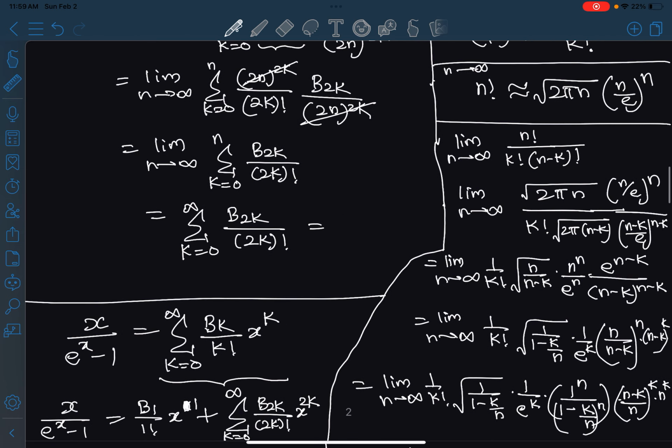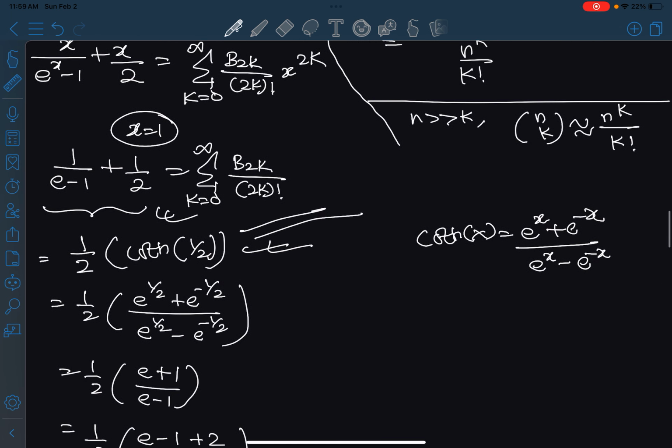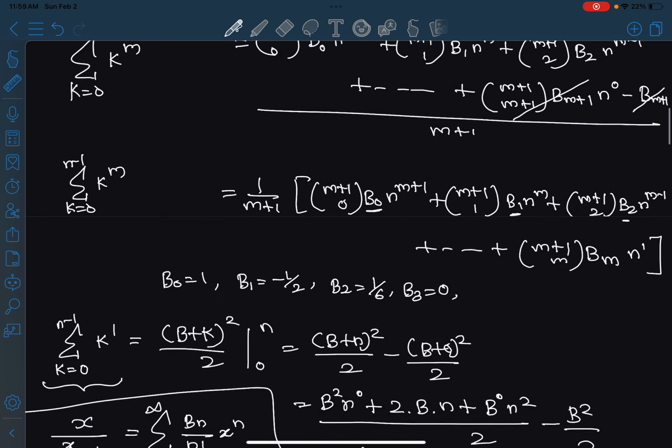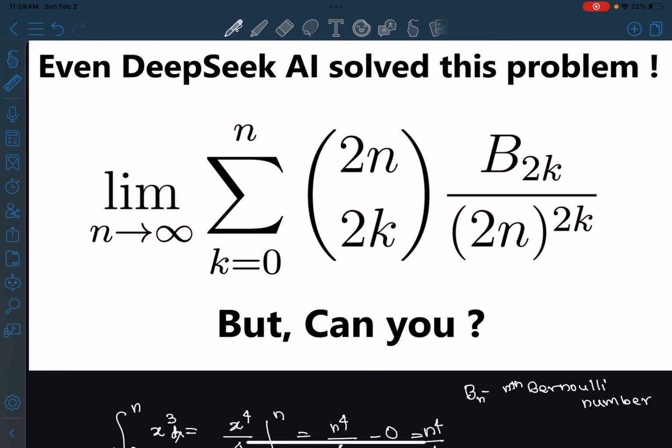So yeah, this is basically the answer, both of them. 1 by e minus 1 plus half, or half of cotangent half. So that's the answer, guys. And yeah, that solves the problem. So that was an interesting problem.